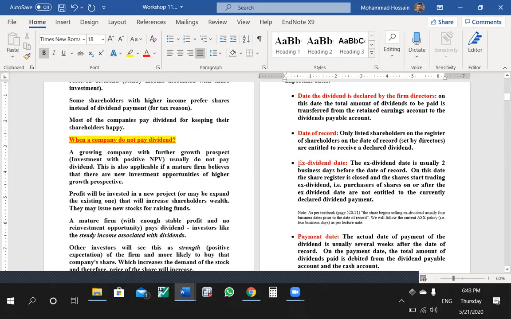And this one, ex-dividend date, is 2 days before the date of record. So if someone purchases a share after the ex-dividend date, they will not receive any benefit because the dividend has already been declared. You cannot do that.